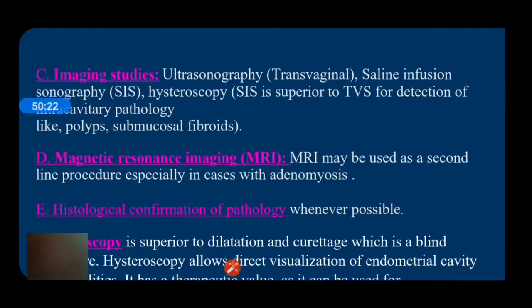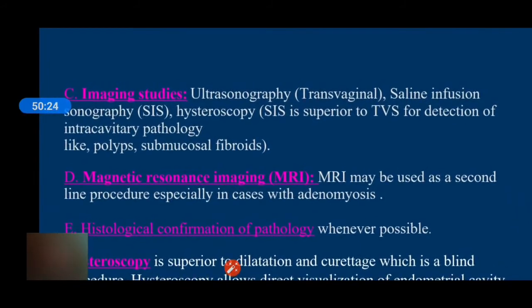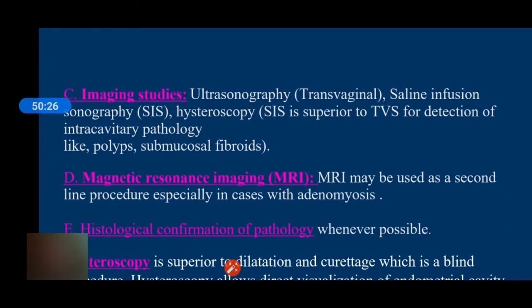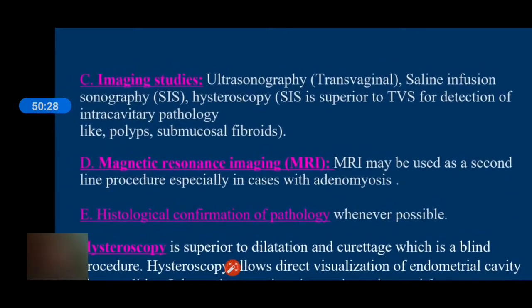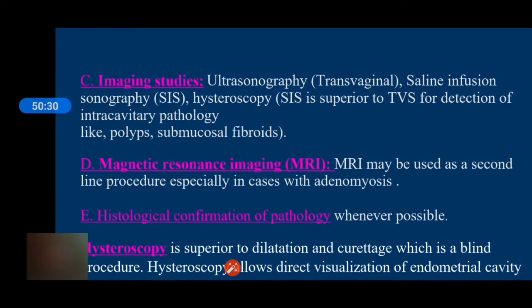Then imaging studies like ultrasonography, transvaginal, saline infusion sonography. Here we infuse the saline inside the uterus and we take a sonographic picture. So this gives very, very superior detection of intracavity pathology. Then hysteroscopy is also very good. With the help of a hysteroscope we can visualize the interior of the uterine cavity.